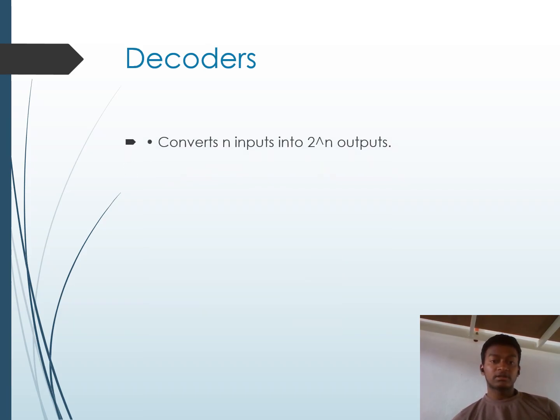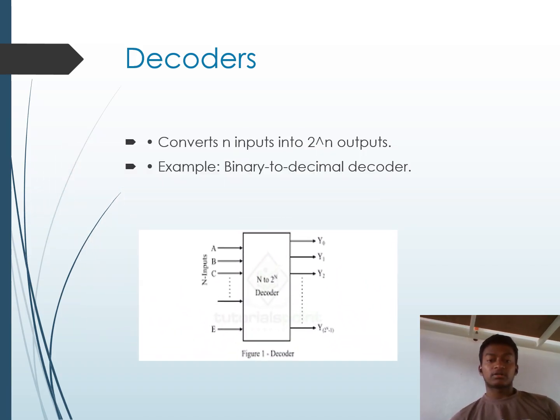Decoders. Decoders convert an input into 2 power n outputs. So for example, binary to decimal. This is the reverse operation to the encoder. And this is the block diagram of the decoder.